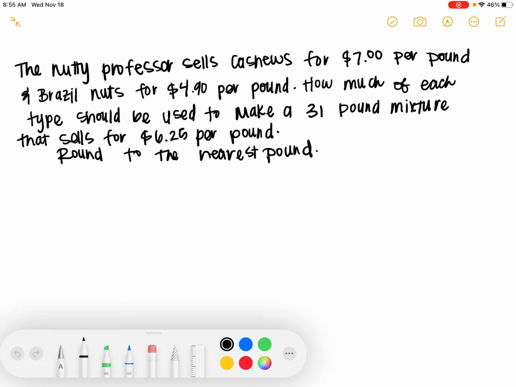Okay, I'm going to go through this problem right here because it's kind of a weird one. I was asked to go through it and I made a mistake. It's a pretty simple mistake. So let's look at this.